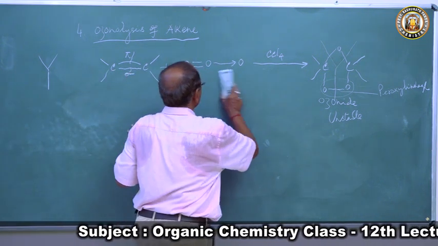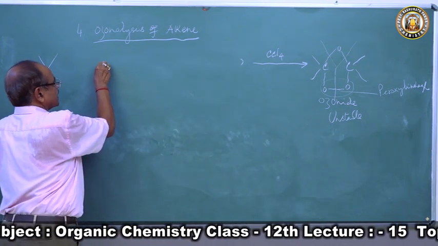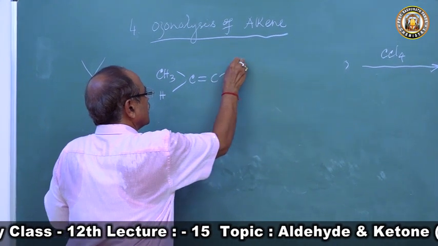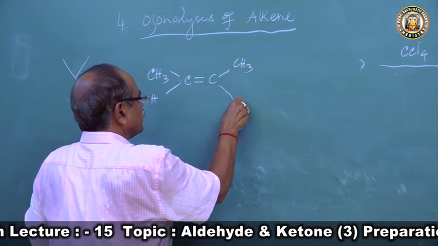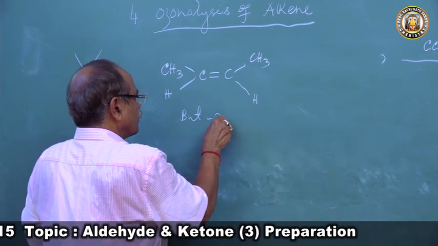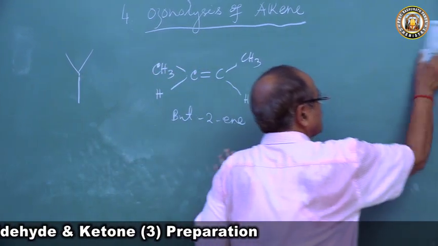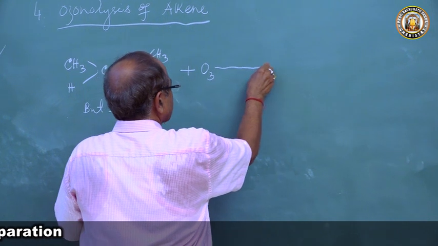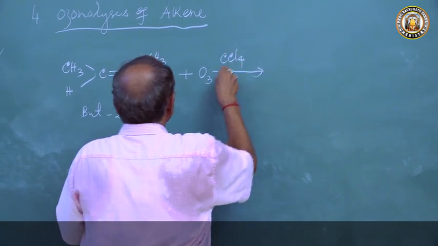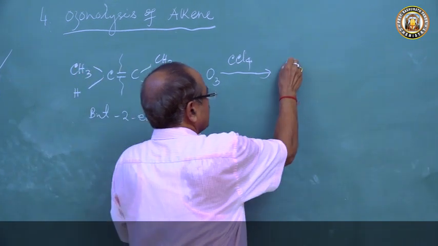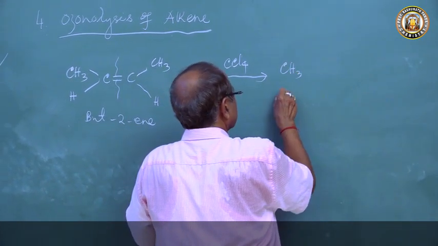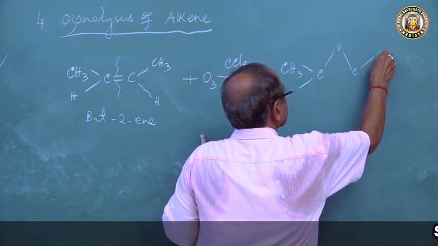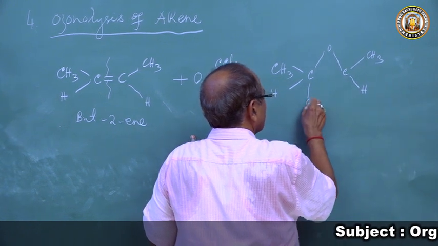Now if you want to prepare acetaldehyde, what will we take? We take CH3CH=CHCH3. What is this? 2-butene. Now we take this and treat it with ozone, O3, in the presence of carbon tetrachloride. It will undergo an addition reaction. So this will give us CH3CH, C, O, C, CH3CH, O, O.